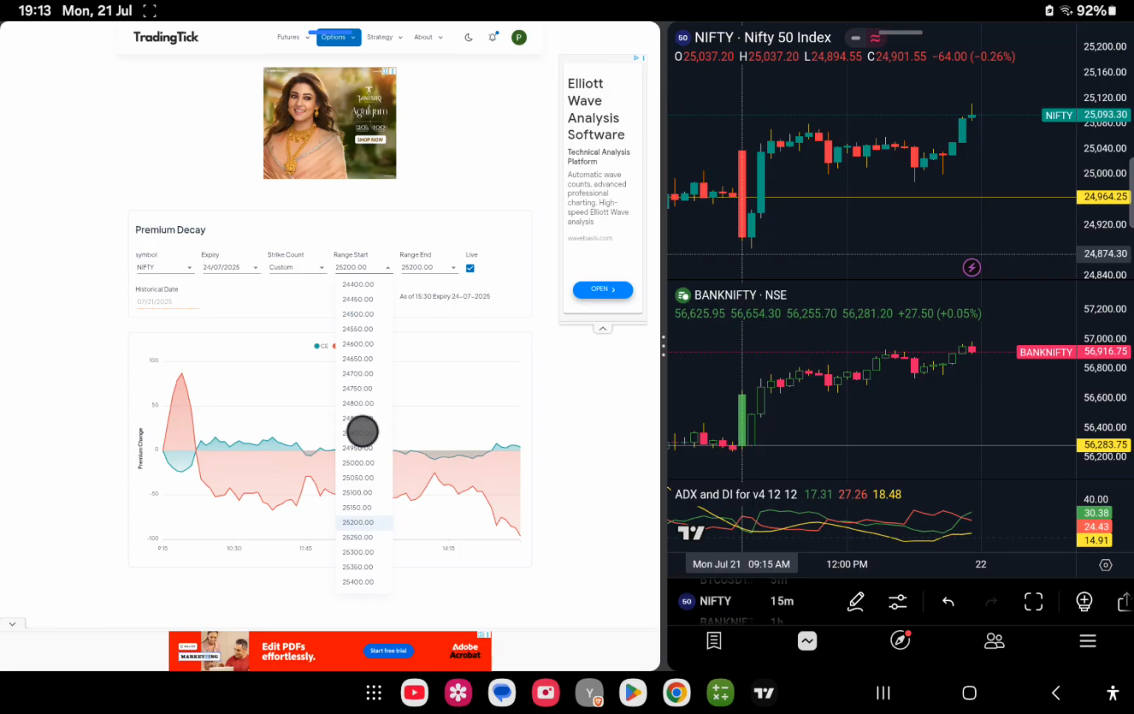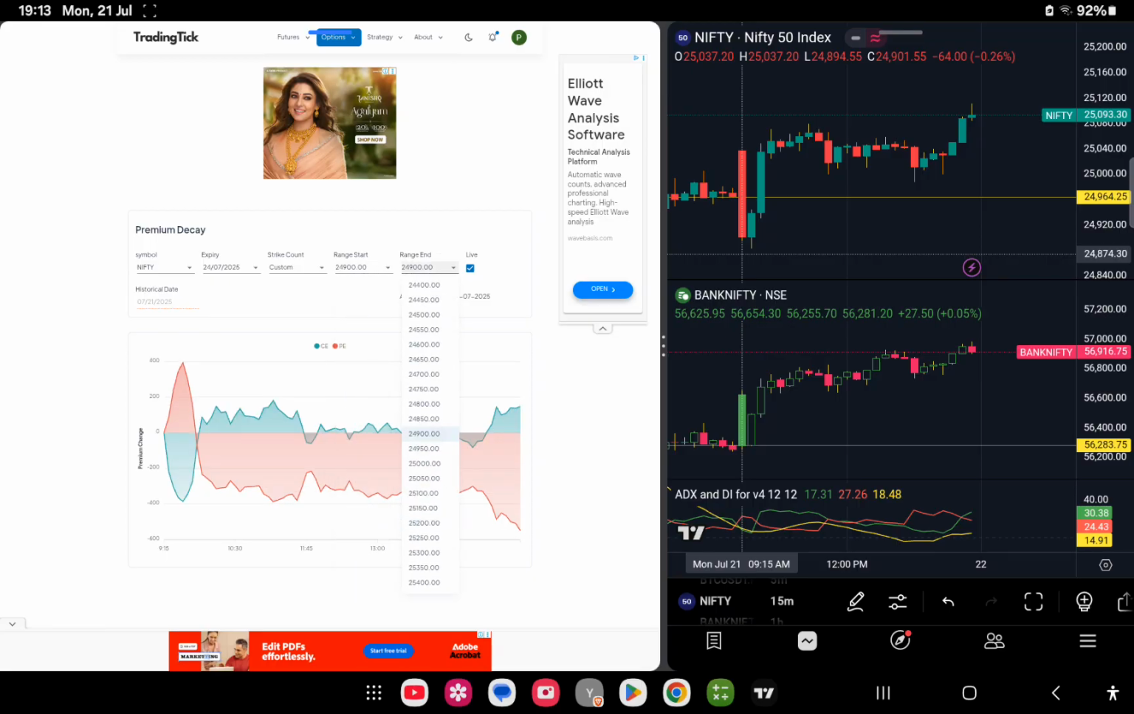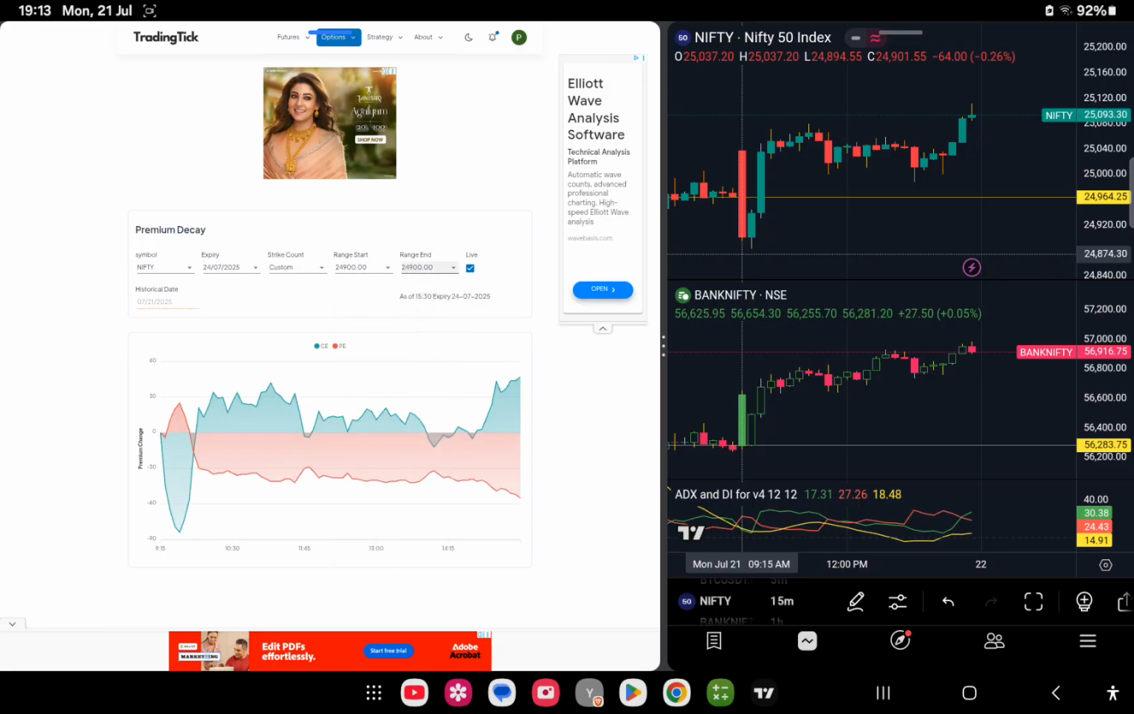Now we'll go step count 100 down. So here also 900, you could see how sellers were on the edge. Sellers were winning, to be honest. So that's it guys.